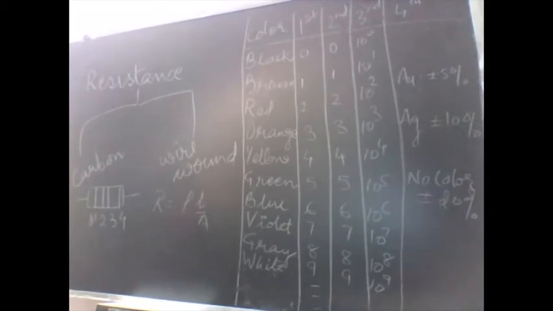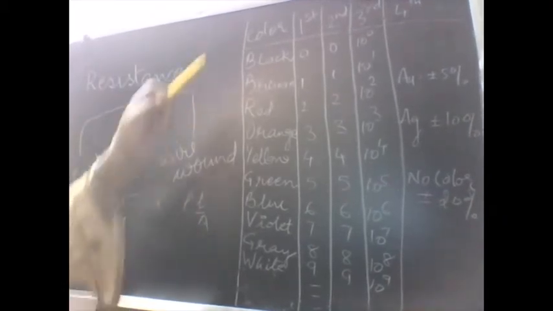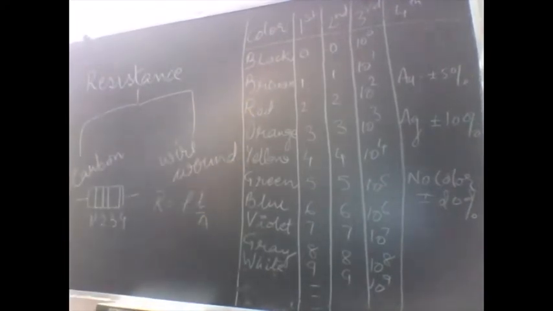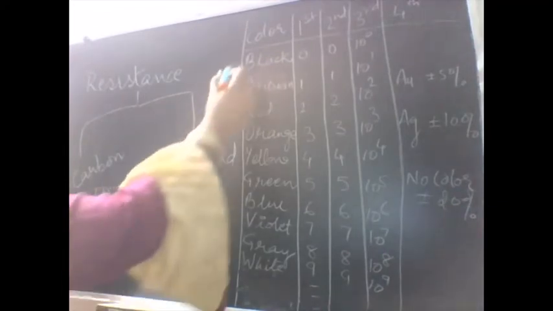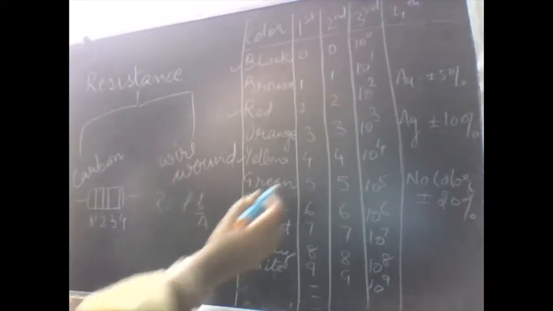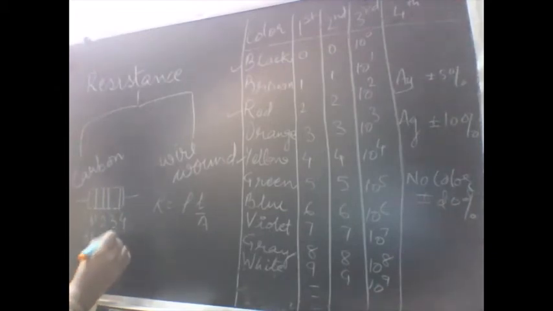So assume that you are given a carbon resistance with a color code, say black, red and yellow, and the fourth ring is gold. So the first ring is black, second is red, third ring is yellow, and the fourth ring is gold. So what will be the value of that resistance? What will be the value of this resistance that we need to calculate from this color table?